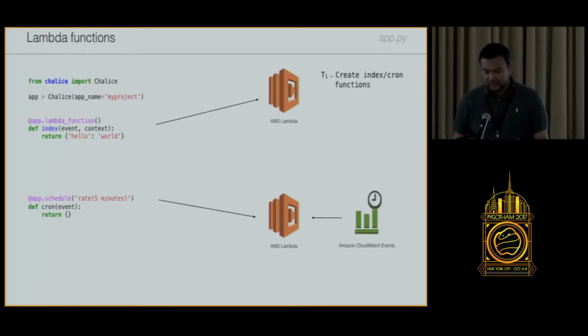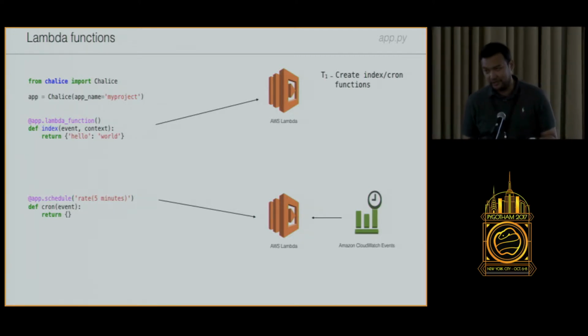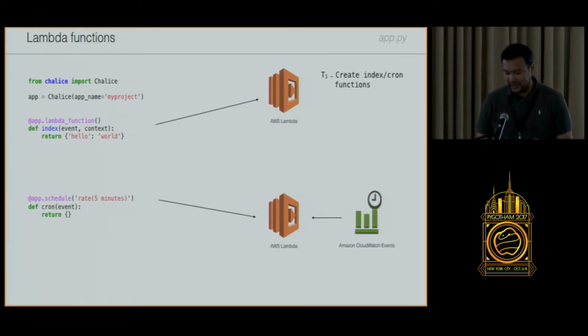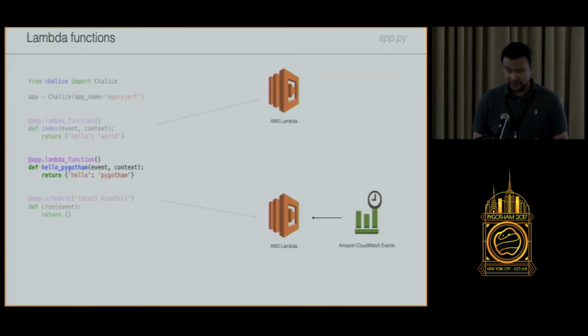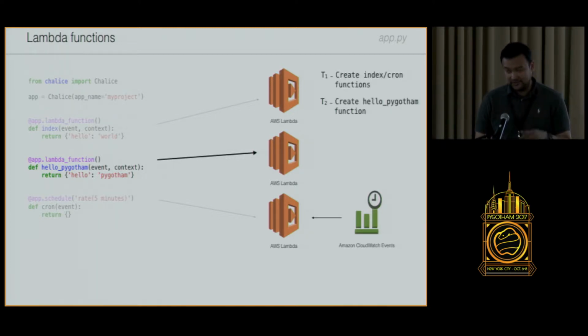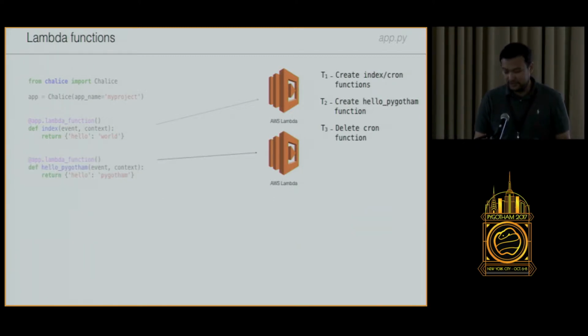But what we can think of is, okay, at time T1, we're going to create some functions. And then let's say we now want to create a new function. So we update our code. We say, here's some new function that we want to create called hello PyGotham. And then we run deploy, and that should create a new resource over in AWS. And now at time T2, we record that fact. And now let's say we want to do a deletion. So say we don't like this particular function and we want to delete it. We remove it from our code base, we run deploy, and what should happen is the resources should be gone. And we now have time T3, where we're deleting these functions.